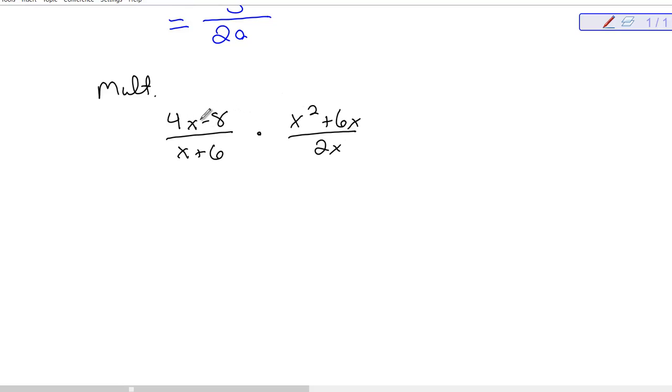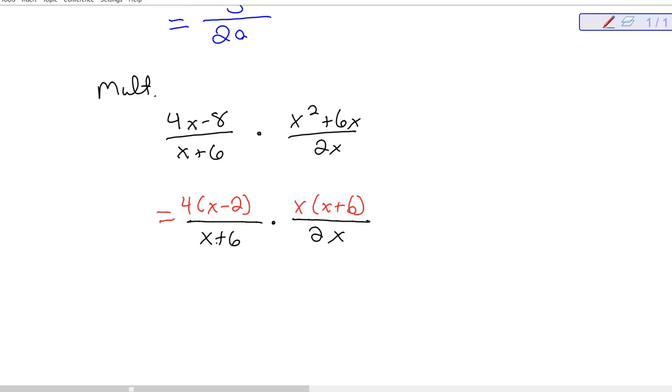So let's look at this first numerator. What is my greatest common factor? Well, my greatest common factor is going to be a 4. So I'm going to factor out a 4. That leaves me with an x minus 2. On the denominator, that's as far factored as I can get, so that leaves me with an x plus 6. On this numerator, I have a greatest common factor of an x. So I'm going to factor out an x, and that leaves me with an x plus 6. On the denominator, I have a 2 and I have an x.